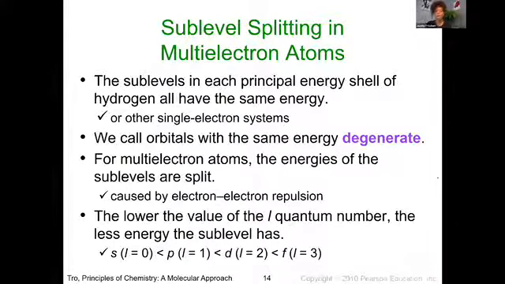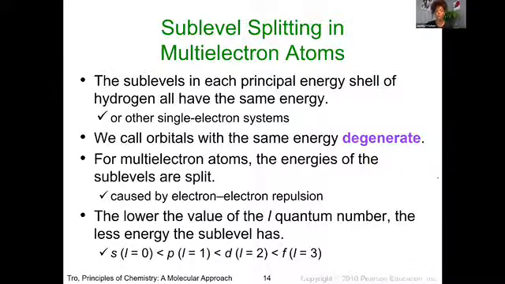Now, as we're going about assigning and developing these electron configurations, there's a couple of things we need to keep in mind about how the orbitals are actually going to be filled. The sublevels in each principal energy shell of hydrogen all have the same energy. Remember, there's only that one sublevel that's found, that s orbital, so the same energy exists. Anything that's found at the same energy, we say to be degenerate.